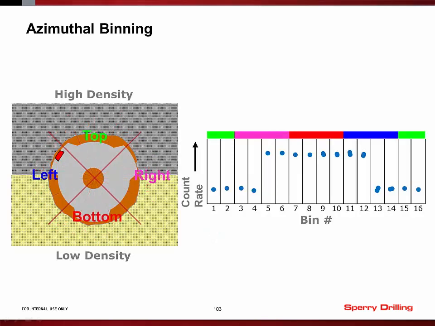So what we can do, once we've divided up the hole into those sectors, is combine bins into quadrants and use the counts that are gathered in each quadrant to calculate density values. So again, you'll hear people talk about bottom quadrant density, top quadrant density, left and right quadrant density, in addition to the image that you can get by simply plotting the bins themselves directly.